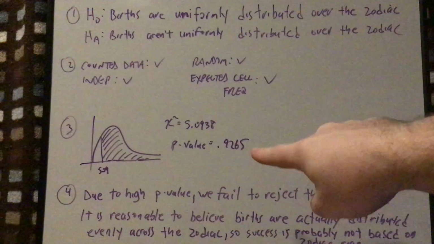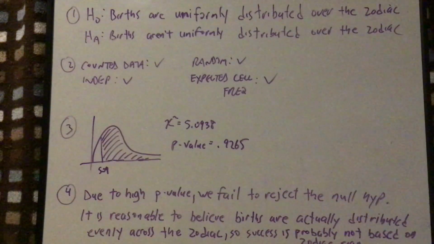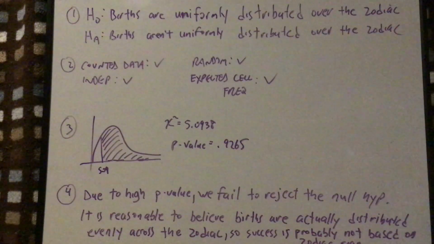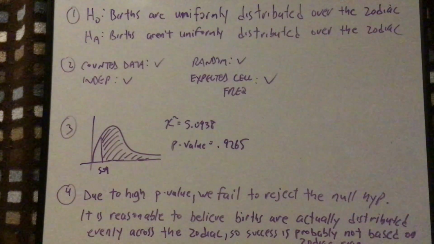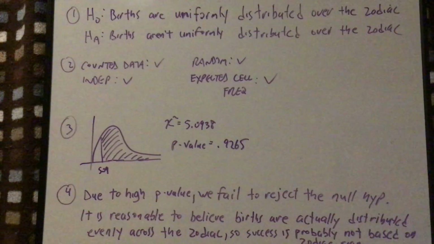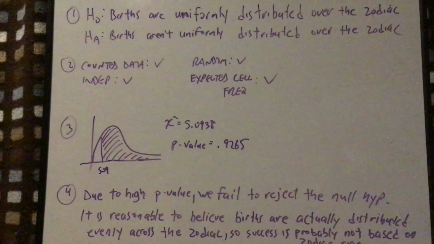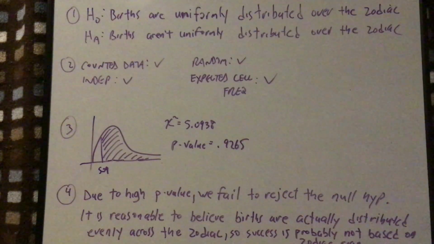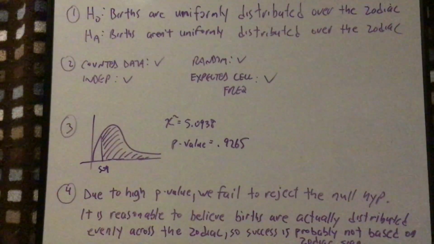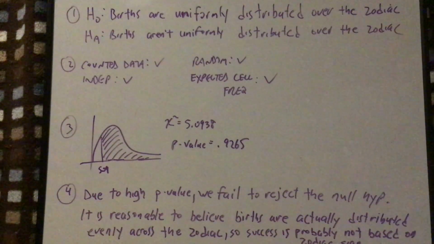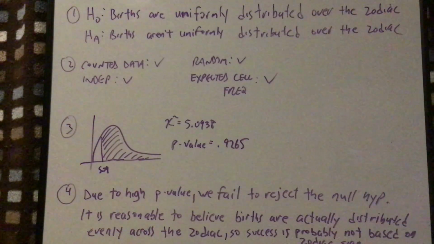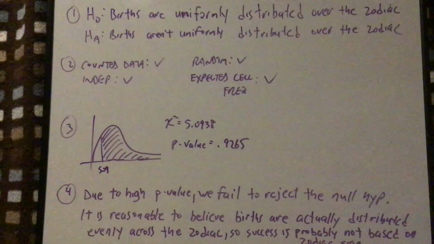Well, the p-value is high, right? So my cutoff is 0.05. My p-value is huge. My p-value is 0.9265. So remember what we do in the case of a high p-value. We don't reject the null. So due to the high p-value, I will fail to reject the null. What does that mean? Hopefully you can read the whole thing there. What it means is I'm not going to question the null, meaning I think the birds are uniformly distributed. So with the high p-value, we fail to reject the null.